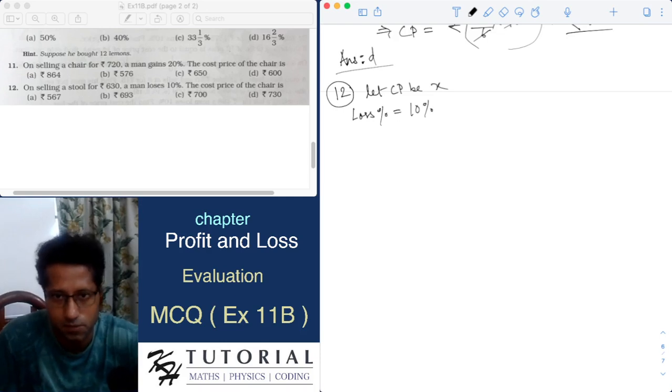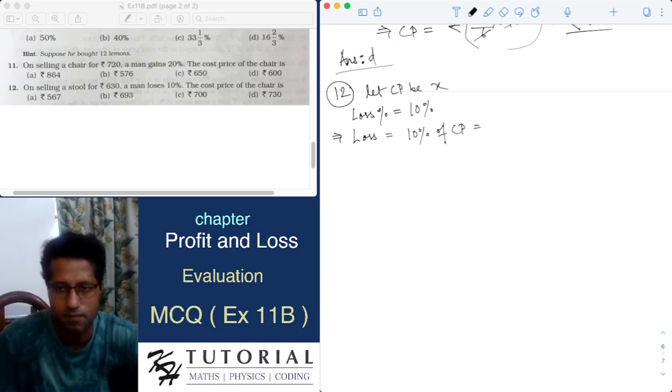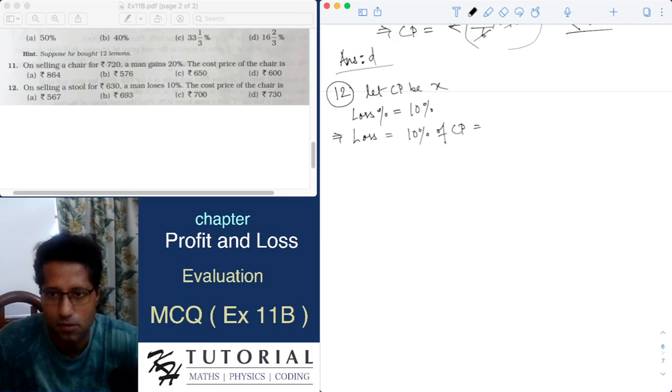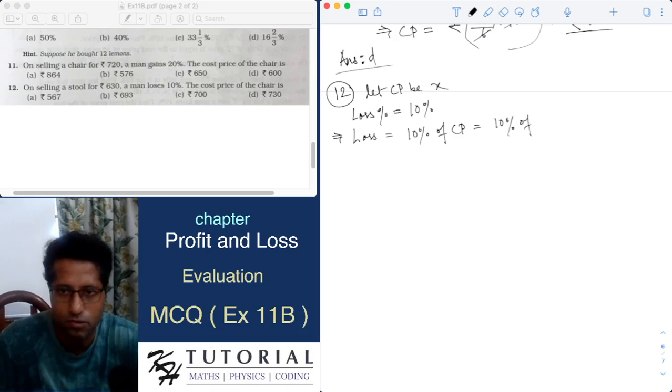Now, if you know the loss percent, we can find the loss. The total loss amount is 10% of the CP. Loss percent and gain percent is always based on CP. So this is 10% of X because I have assumed CP to be X. This is 10 by 100 of X. This is X by 10. So the loss is X by 10.